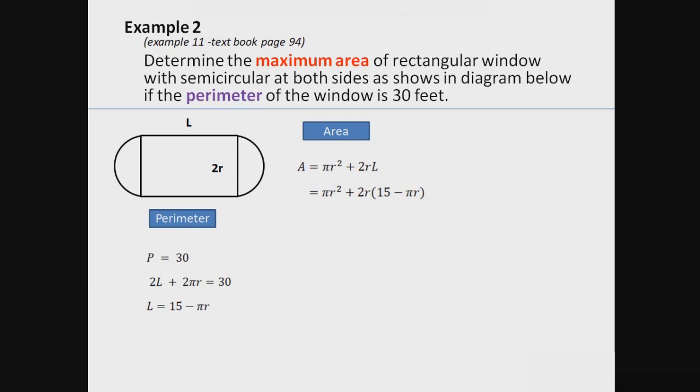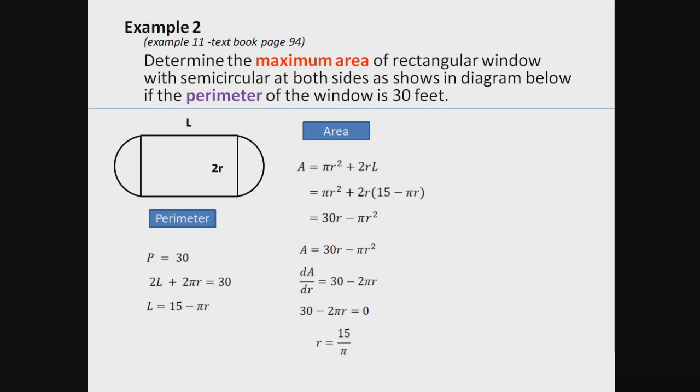And then notice that we already have L equal to 15 minus pi r. So substitute into A, and we get pi r squared plus 2r in brackets 15 minus pi r, which is equal to 30r minus pi r squared. So we have A in terms of r. Now we need to take the derivative with respect to r, so we get 30 minus 2 pi r. Set the derivative equal to 0. So now we get r is equal to 15 over pi.